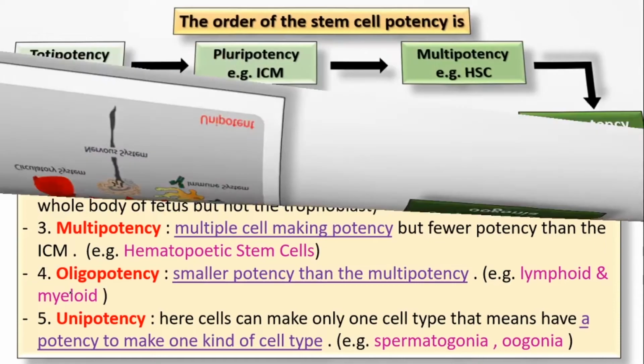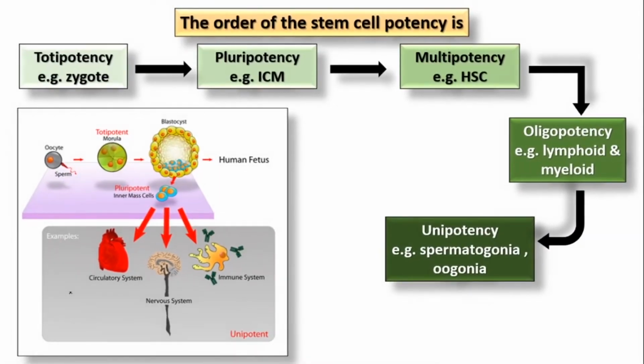So if we arrange these potency levels in descending order, first will be totipotency, because it is the total potency of any cell to form the entire body. Next is pluripotency, because here cells can form the whole body except a particular part. In this case the ICM shows pluripotency, because the ICM can form the whole body of the fetus but not the trophoblast. And the example of totipotency is the zygote.